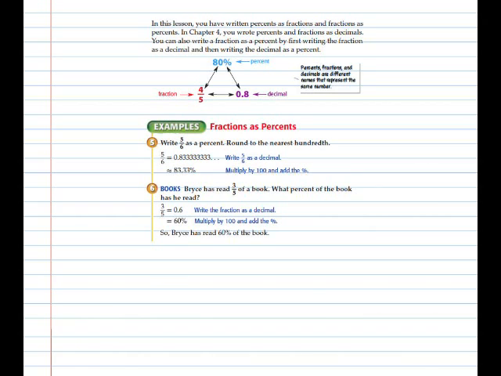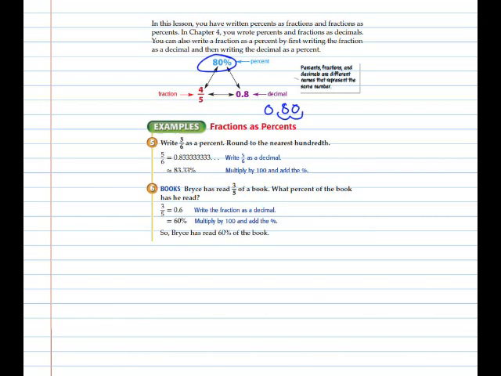In this lesson, you have written percents as fractions and fractions as percent. In Chapter 4, you wrote percents and fractions as decimals. You can also write a fraction as a percent by first writing the fraction as a decimal and then writing the decimal as a percent. With decimals to percents, you move your decimal point 2 places to the right. So 0.8 as a decimal becomes 80%.